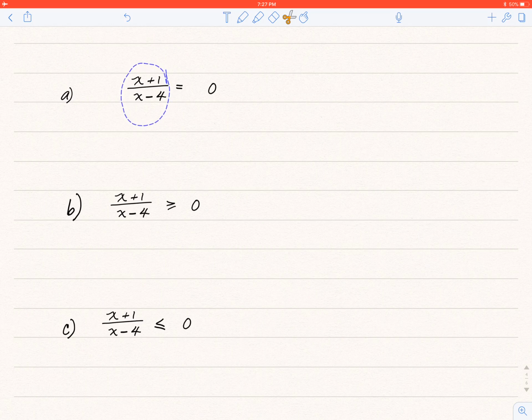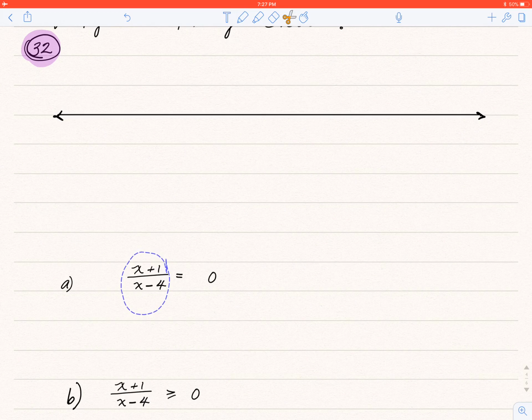So when you're setting up a Pos Neg chart, the first thing that you have to do is take all of the factors on top. Now in this case, there's only one factor on top, and that's the factor x plus 1, and we're going to write it over here by our number line, x plus 1. And take all of the factors on bottom. Once again, there's only one of these, and we're going to continue our list here, x minus 4.